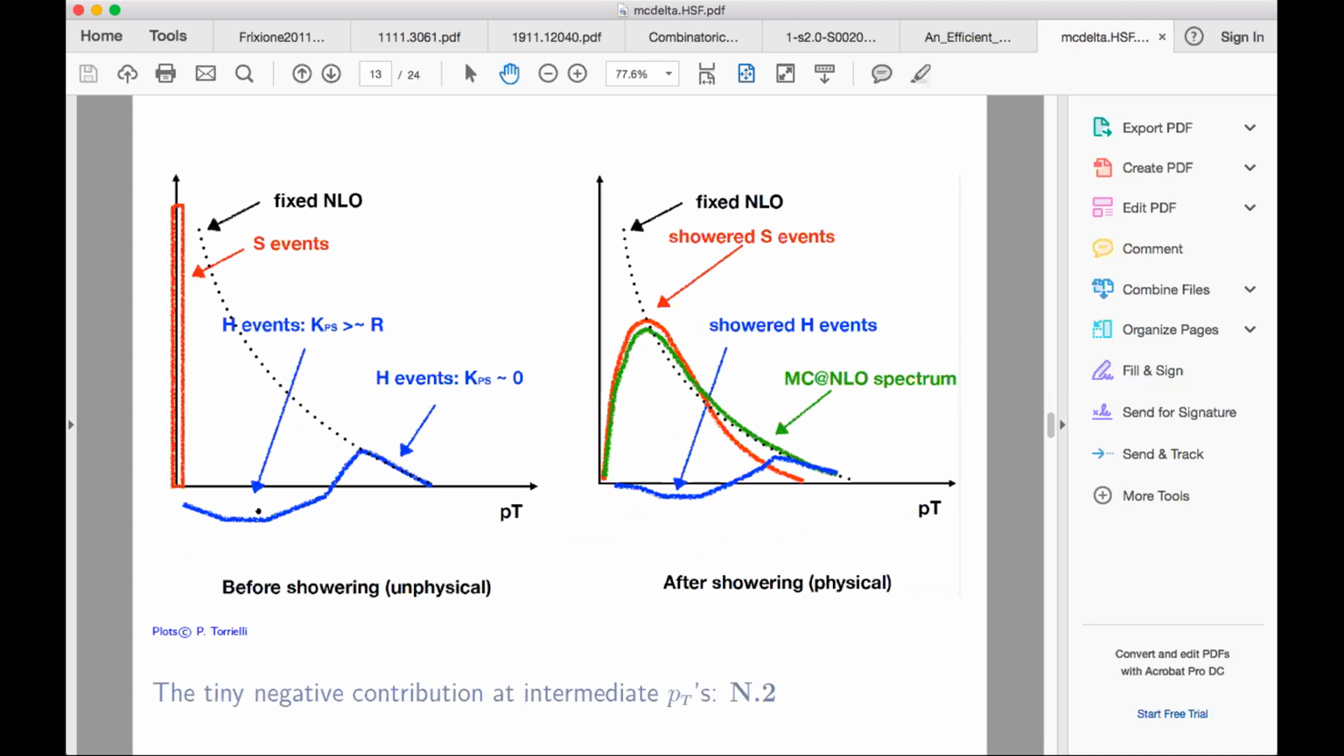So in pictures, what you have is that your short distance cross-section for H events is the blue line here. So that goes negative at small pTs. But this is then completely compensated when you turn on the shower, because the shower is dominated in this region by S events, which are largely positive and therefore compensate for this blue line in order to give you the final physical prediction, which is the green line, okay? So essentially, all that you do here is a waste of time. So the idea of MC@NLO-Delta is to get rid of these events here before showering rather than after showering, okay?